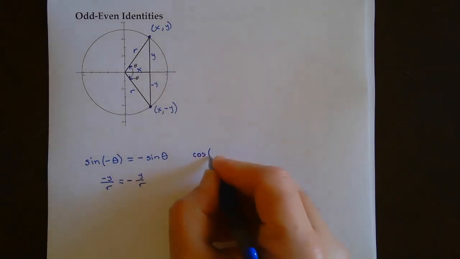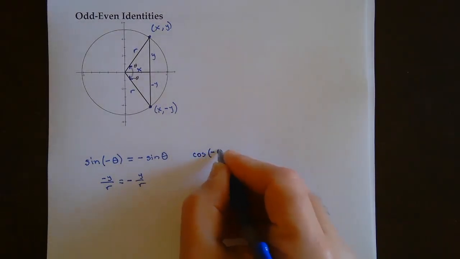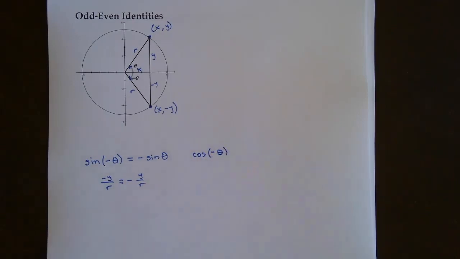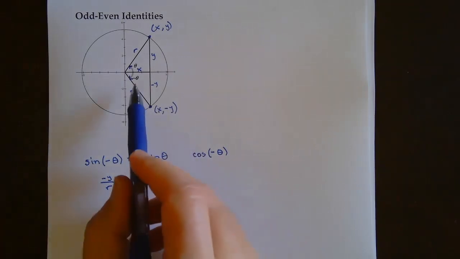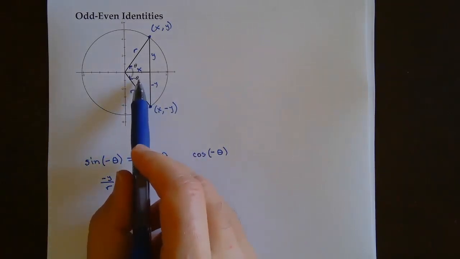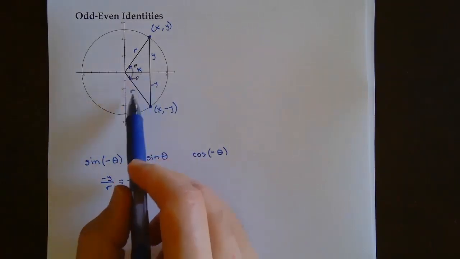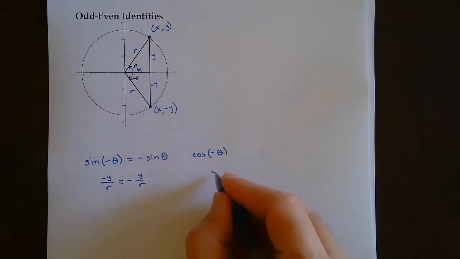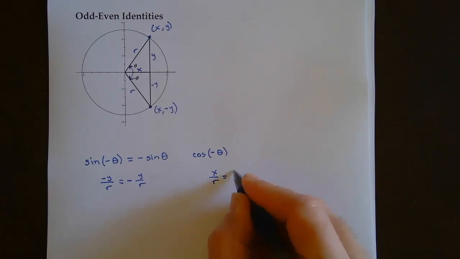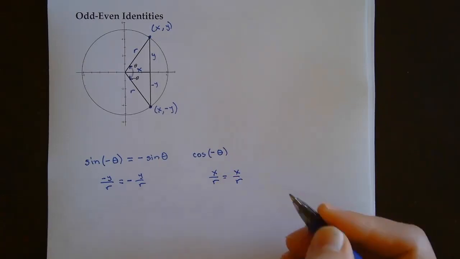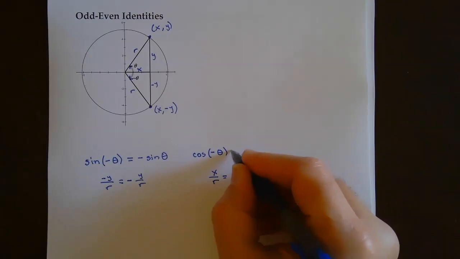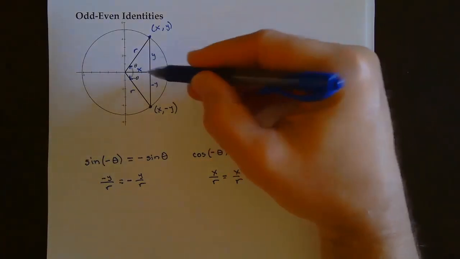Okay, cosine of negative theta. So we're going to put negative angles in all this and see what we get out. Okay, so cosine of negative theta. So that's this angle again, right? Well, cosine is the x over the r, right? So this would be x over r. Okay, and x over r is equivalent to x over r, right? Has to be, right? And what's x over r? Well, x over r is just cosine of theta.